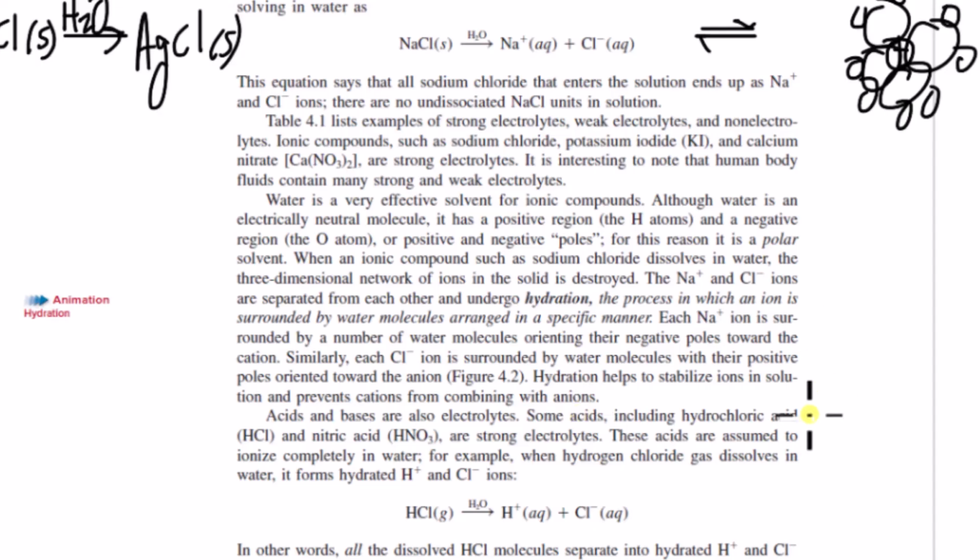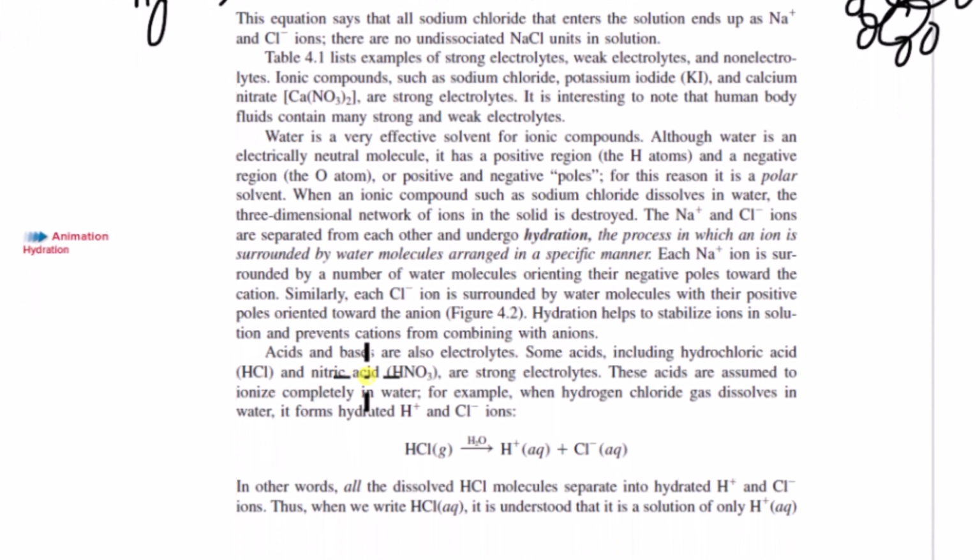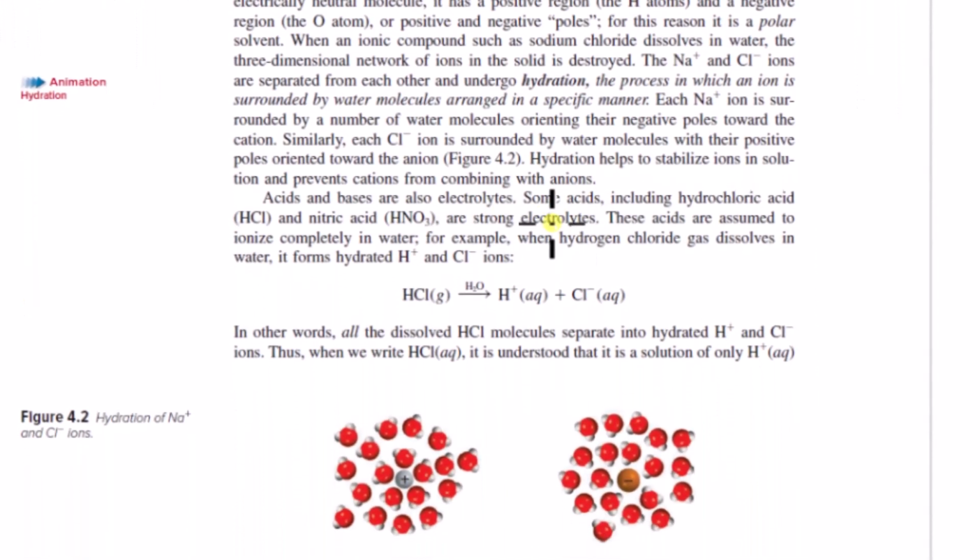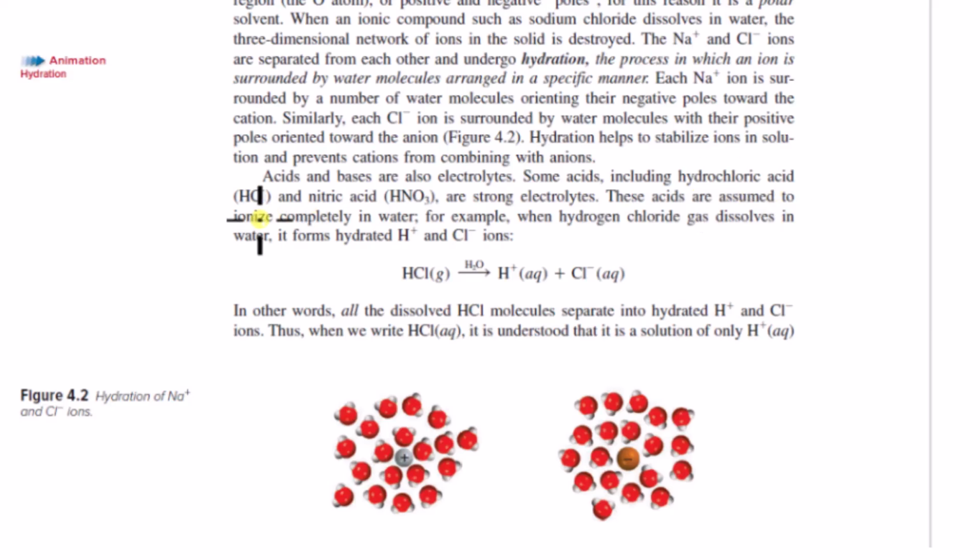Okay, but as we talked about, dissolving can happen in other solvents too, like oil can dissolve certain substances that water can't dissolve. We're going to talk about more details about dissolving in chapter 12. Okay, acids and bases are also electrolytes. Some acids, including hydrochloric acid and nitric acid, are strong electrolytes. These acids are assumed to ionize completely in water.